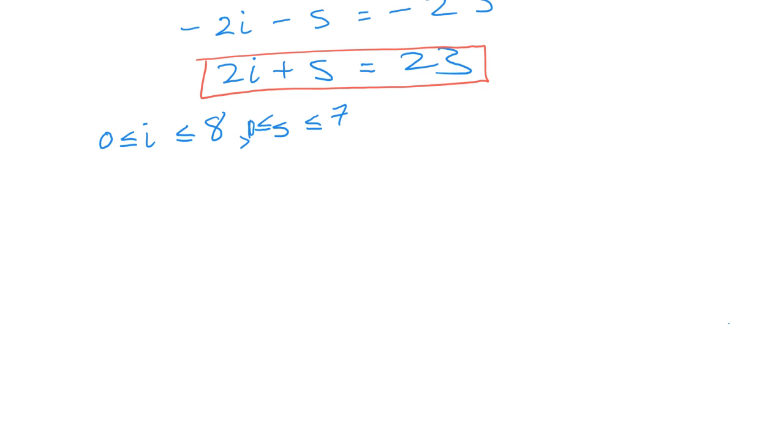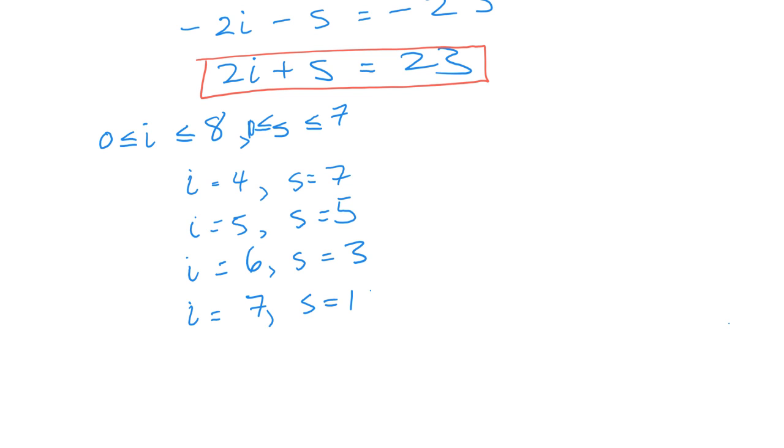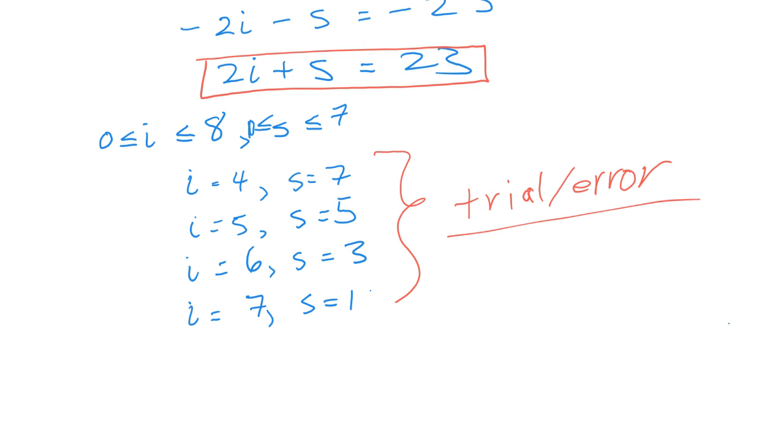And now, here are the 4 sets of numbers that we have. i equals 4, s is 7; i equals 5, s is 5; i equals 6, s is 3; i is 7, s is 1. And this is all found by simply trial and error. You can pick a number for i and then solve for s, but I tend to just do all of these things as trial and error.